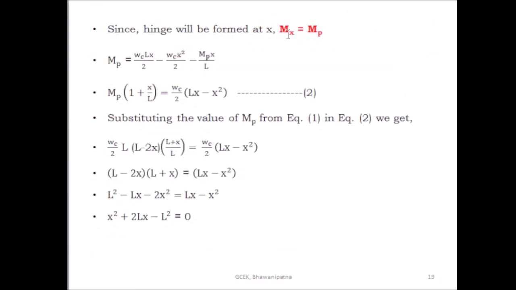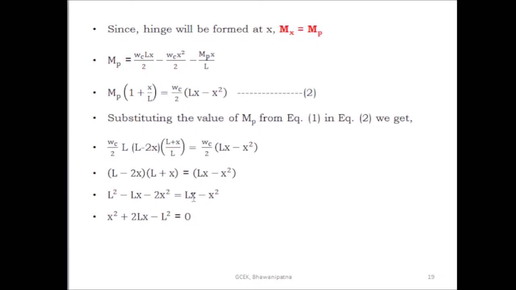Since a hinge will be formed at x, Mx is equal to Mp. So Mp is equal to WcLx/2 minus Wcx²/2 minus Mp into x by L. Then after simplification, this expression: Mp into (1 plus x by L) is equal to Wc by 2 into (Lx minus x²). So this is equation 2. Then substituting the value of Mp from equation 1 in equation 2, we get, so after substituting the value of Mp here, this is the expression.